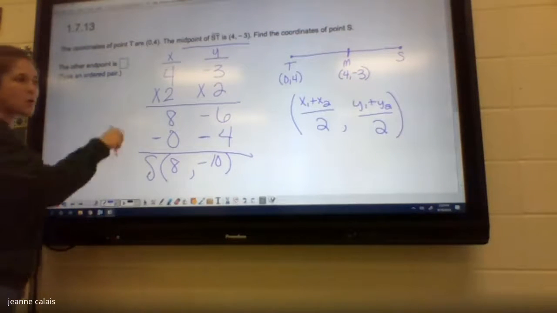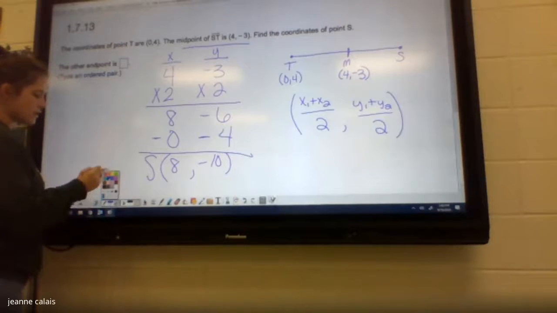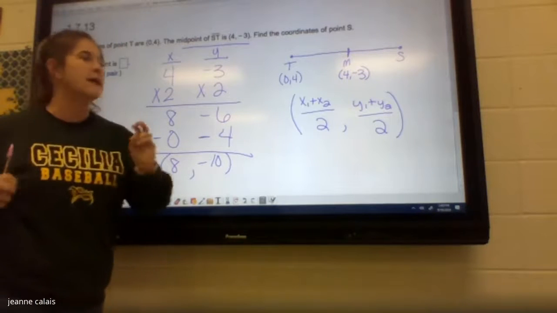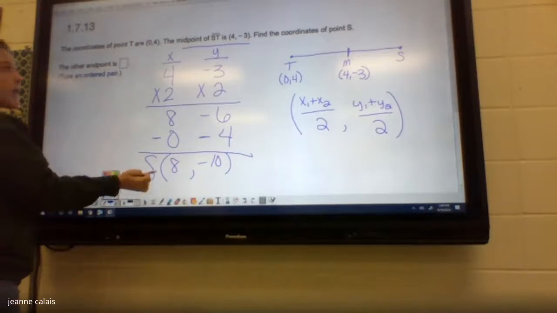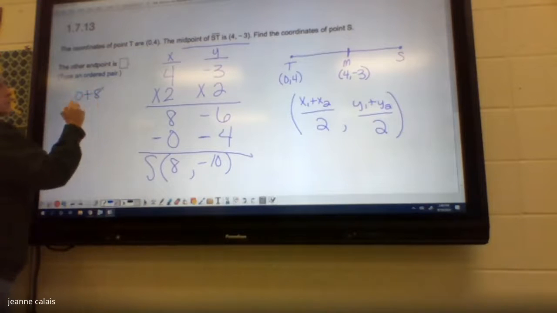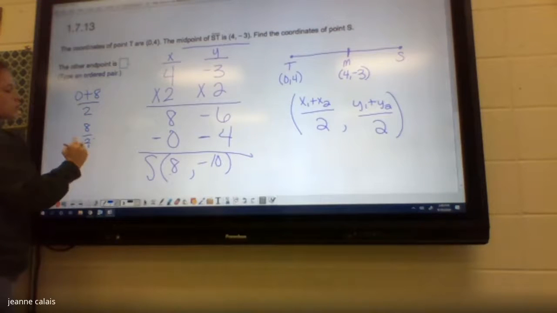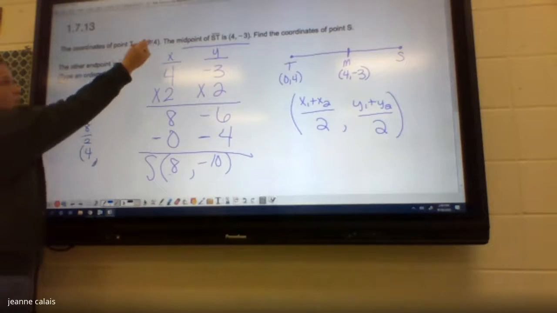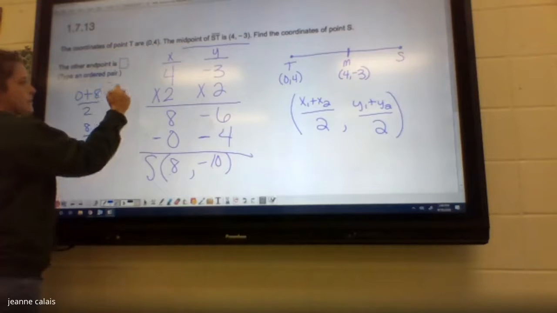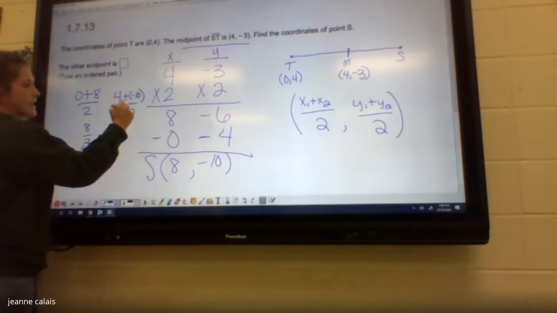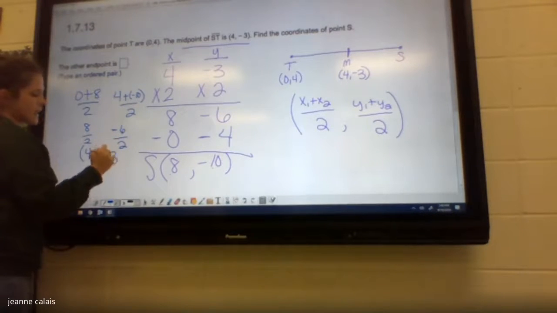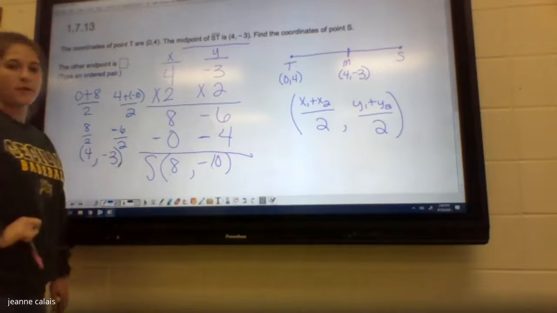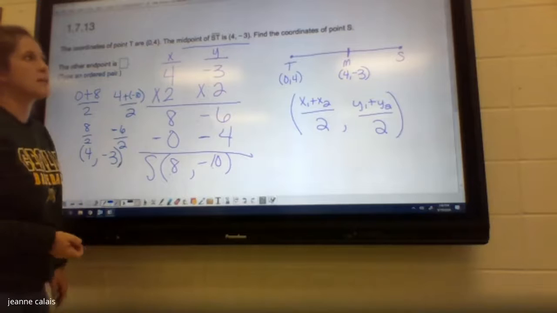How do I check myself? How do I know that this is correct? Well, remember, your midpoint should come out to (4, -3). So you take your 2 endpoints, T and S, add them together. So 0 plus 8, divide that by 2. 8 over 2 is 4. Then you take your y's, 4 and -10, add that together. I get -6 over 2. That gives me -3. Oh, look, that was my midpoint that I started with. So that's how I knew I did it correctly.